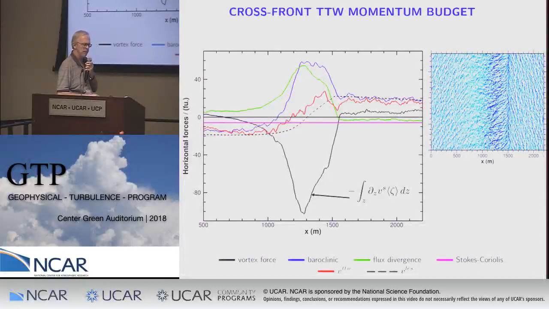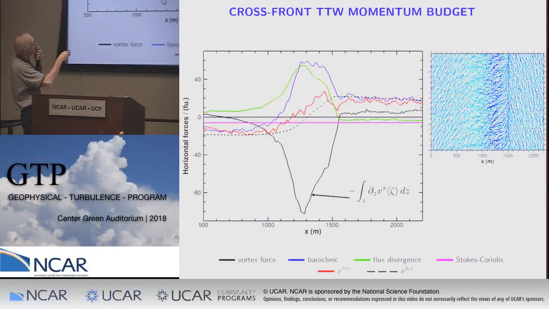So, there we are. X is at the bottom. We've calculated those five terms over this little piece of the domain where we saw all that interesting stuff. Let's walk through the terms a little bit and see what happened. This pink term is the Stokes-Coriolis. It just depends on how big the wave field is, so it's constant across the box. The baroclinic term, on the west side of the front, is going to make the jet come out of the page. On the right side, it's going to drive the jet into the page.